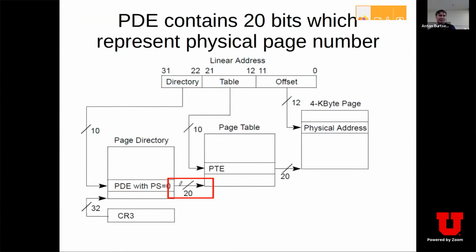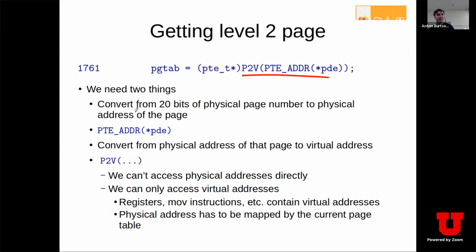Okay, so if you're lucky, those 20 bits of physical address, the physical page number, you convert them with this macro. Essentially we convert from 20 bits of physical page number to physical address. This is trivial, just zeroing all the flags, and then convert from physical address to a virtual address.